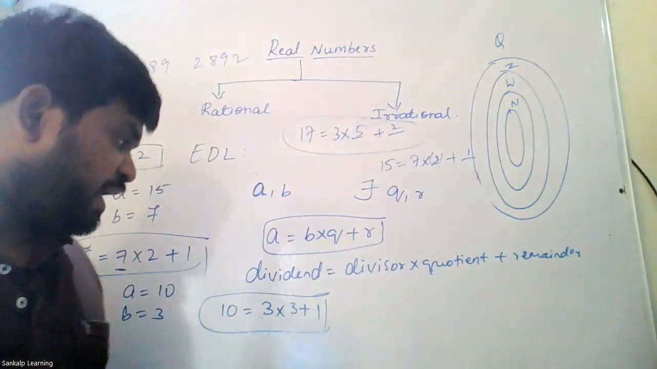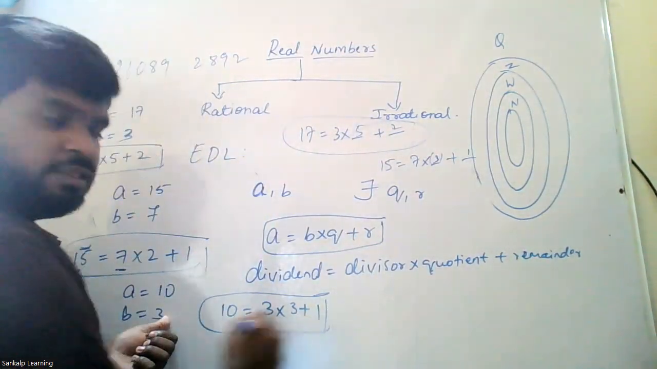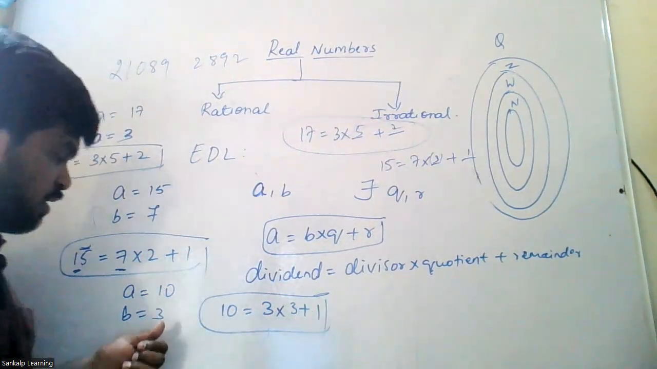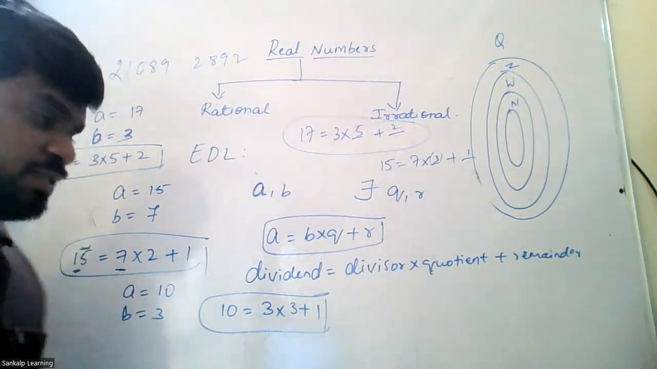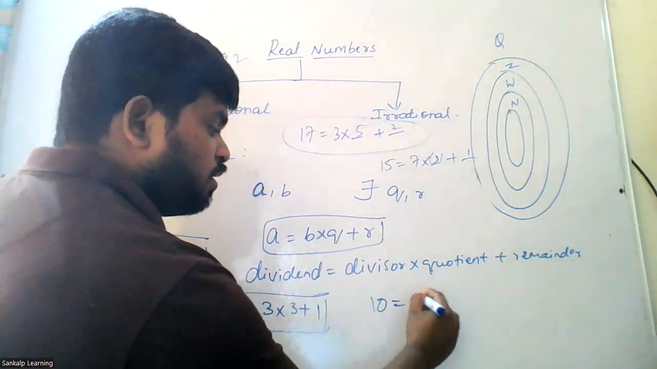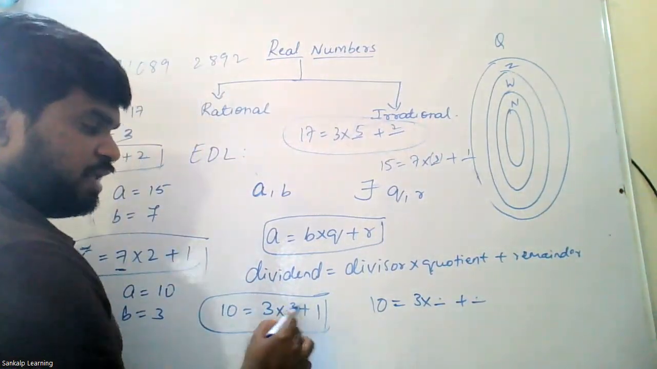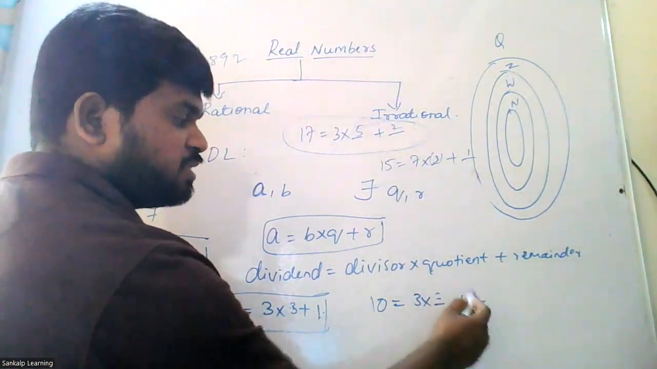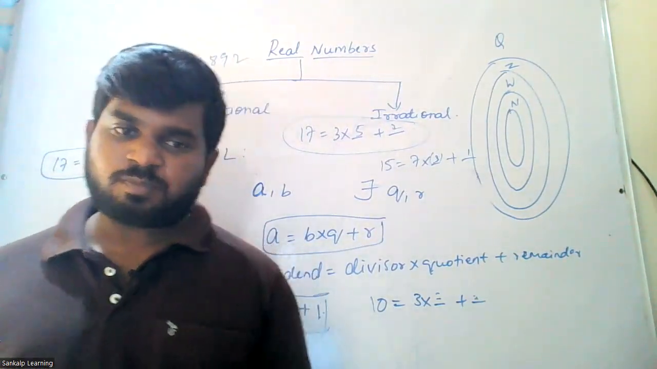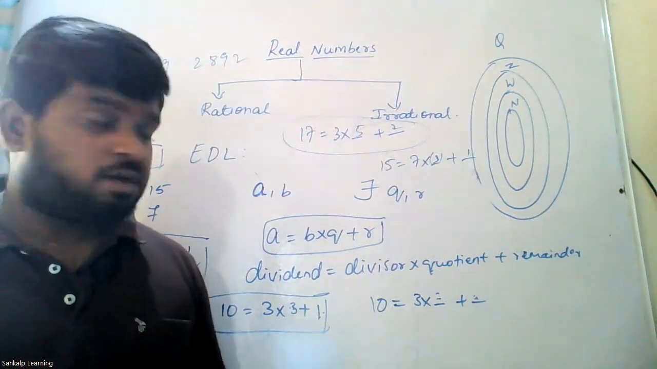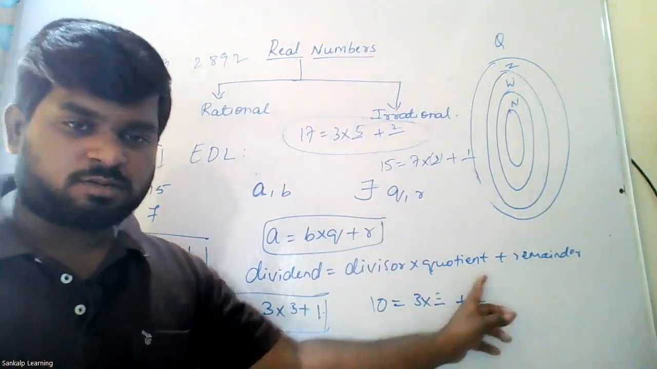Let's take this itself, 10 and 3. 10 can be written only like this, 3 into 3 plus 1. If your a value is 10 and b value is 3, then you can write it like this. Is there any other way? Think 3 into something plus something. Other than this 3 and 1, can you put something else here and make it equal? No, not possible. Remember, I'm talking about integers, q and r. Don't put fractions here.